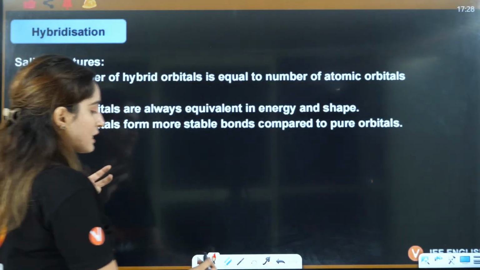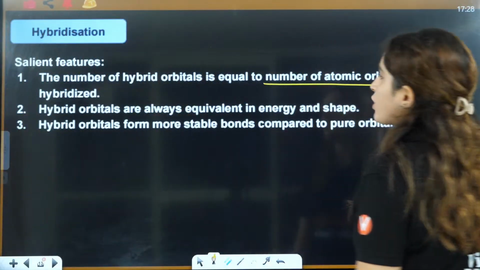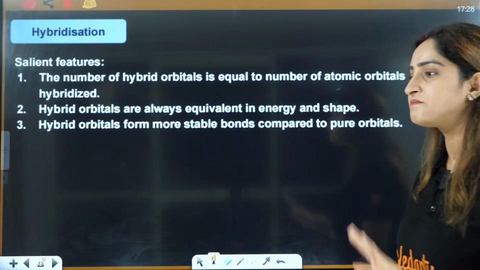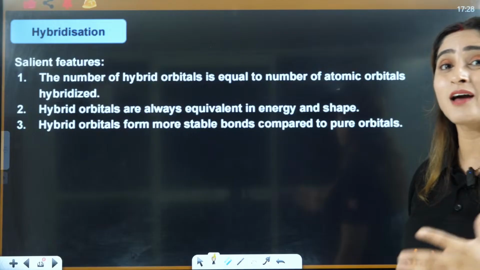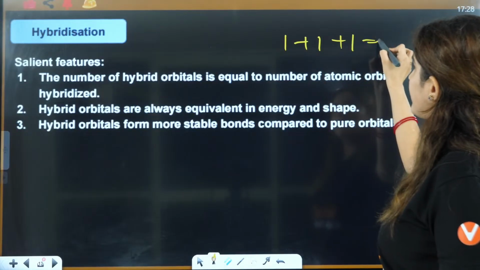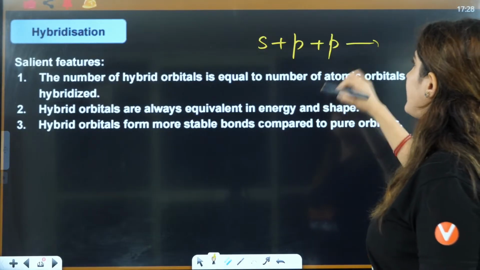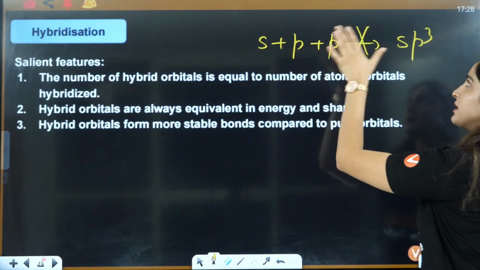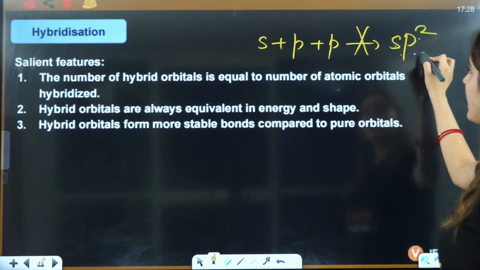If you talk about the salient features of hybridization, the number of hybrid orbitals is equal to the number of atomic orbitals hybridized. These are all directly from your NCERT, okay? So if you are mixing 1 plus 1 plus 1, then you will have 3. It's not like you are mixing s plus p and will have sp3. Not possible. If you are mixing 3 orbitals, the answer will be 3 only. That means you will have sp2, 1 plus 2, that is 3 only.